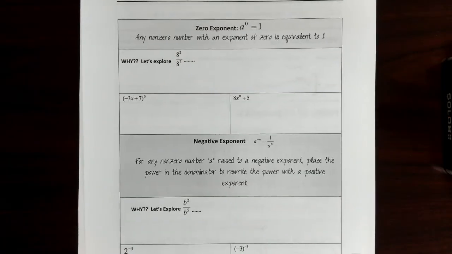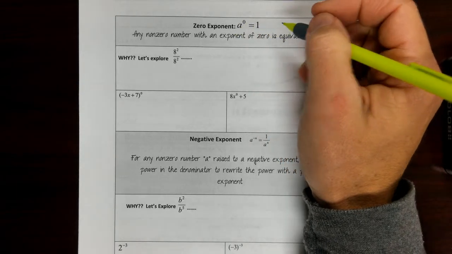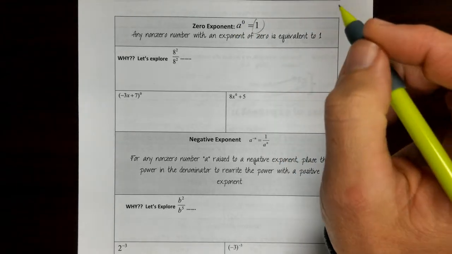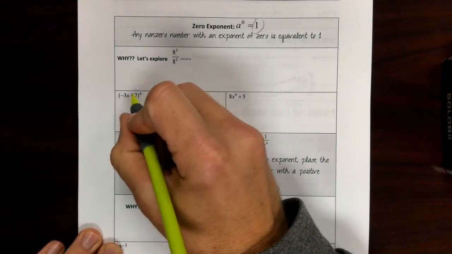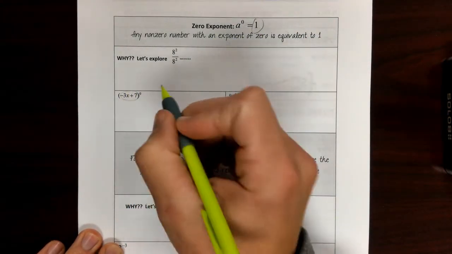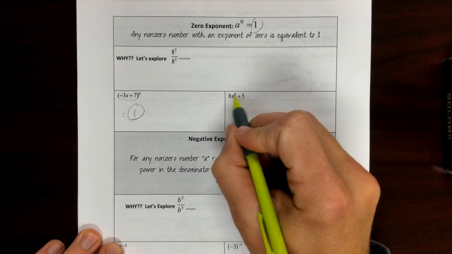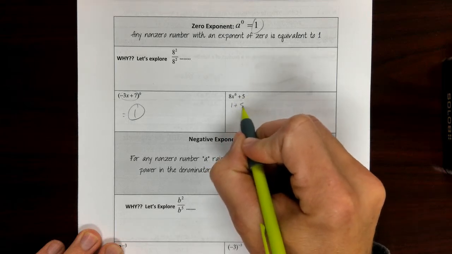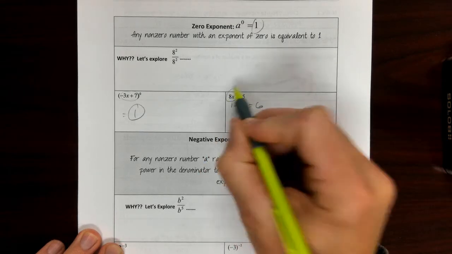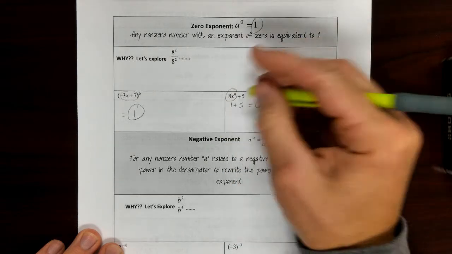All right, any non-zero base raised to the 0 exponent. So A raised to the 0, anything raised to the 0 is 1. This is easy. Okay, this is easy. All right, so if we're looking right here, this thing raised to the 0 power is just 1. This thing raised to the 0 power is 1, but this is plus 5. Well, 1 plus 5 is 6. So anything raised to the 0 power is 1.